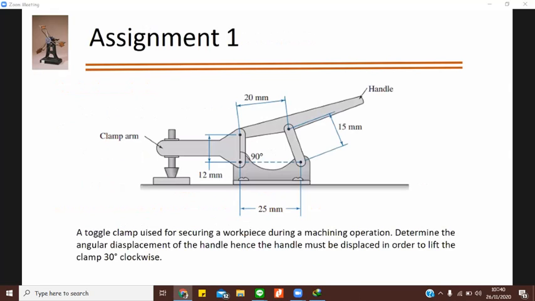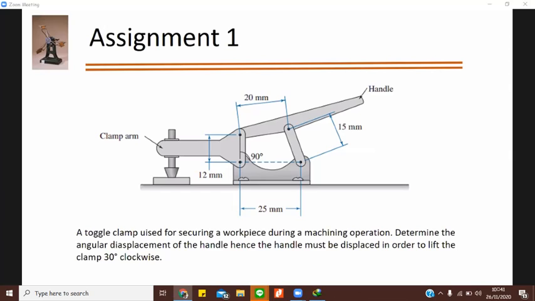And now let's see one assignment or one example, which we'll do in the class. Here you are seeing an example of a toggle clamp. This toggle clamp is actually used for securing a workpiece during a machining operation. Let's say you are doing some machining operation on a planing machine or shaping machine, or let's say a milling machine. There you can use this toggle clamp to hold the workpiece.